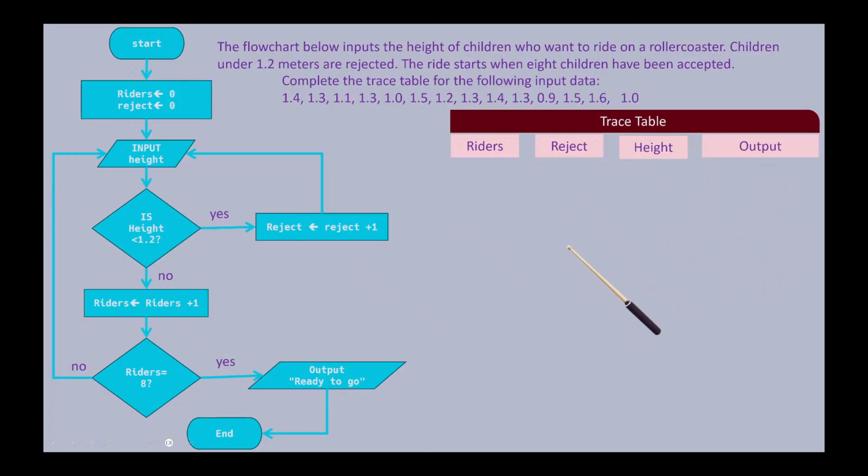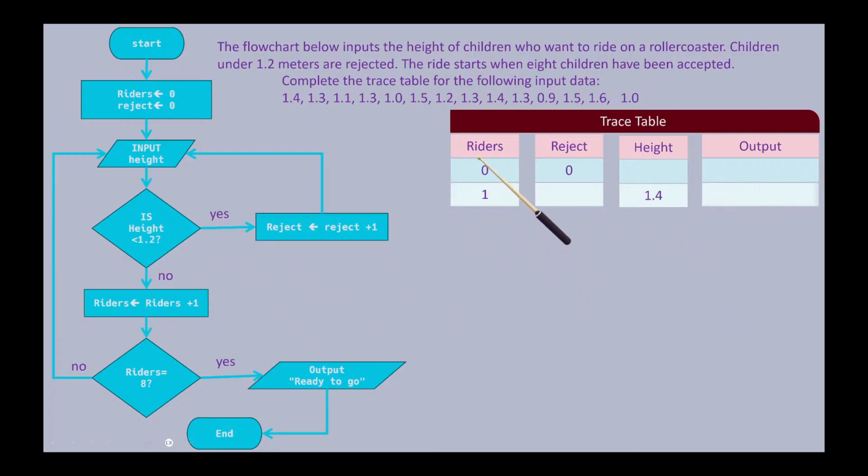Okay, so now let's start tracing the code. So the first statement is what? Rider equal to 0. So the value of rider is 0. Reject is also 0. And we ask the user to input the height. So what is the first input value? It's 1.4. Okay. Then we need to check if height is less than 1.2, yes or no. If it's no, then we add rider plus 1. So rider plus 1 is what? 0 plus 1 is what?